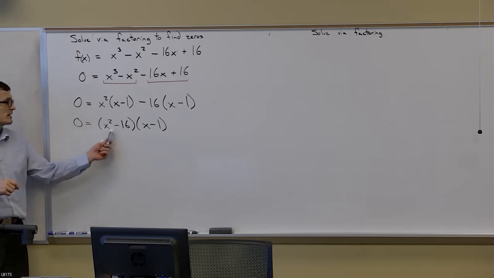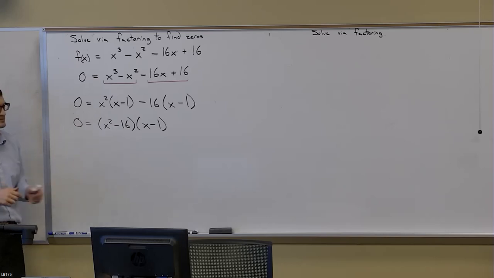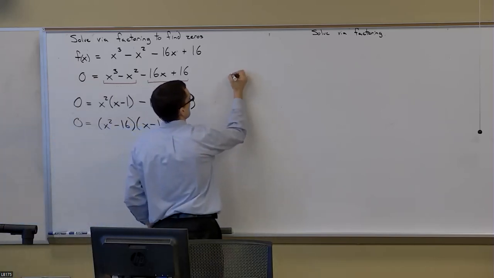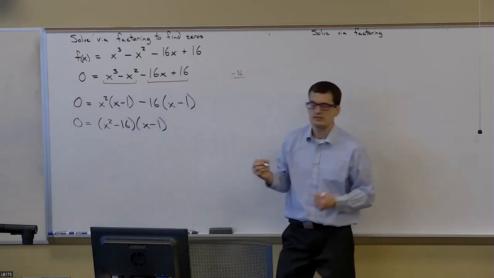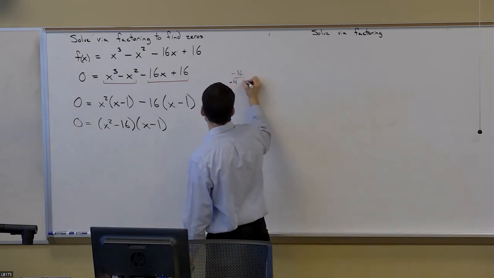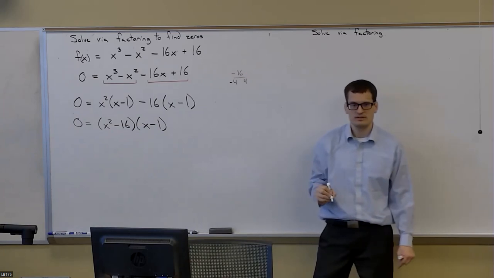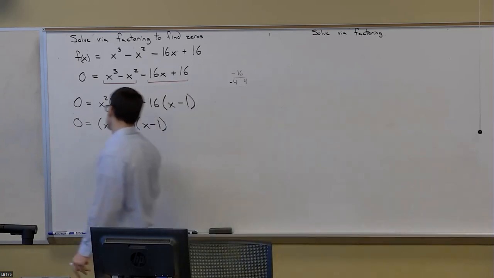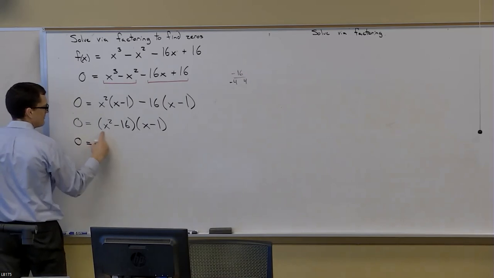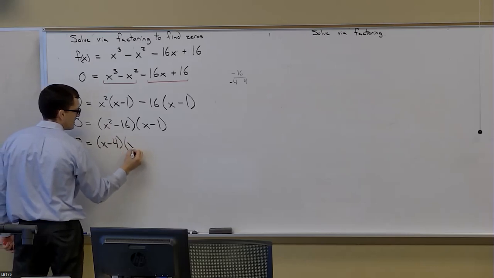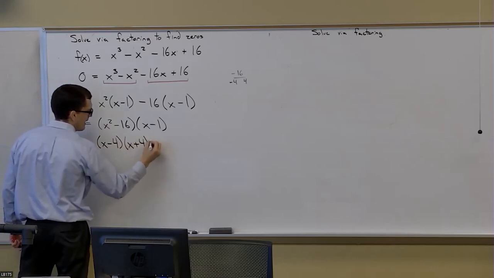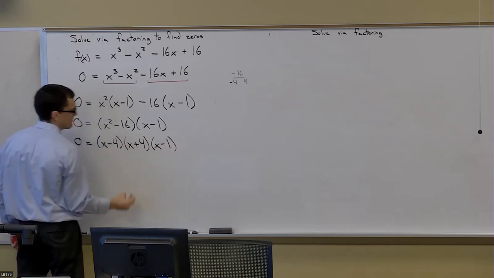And now x squared minus 16 can factor because it's a difference of perfect squares. It's kind of like saying, what are the factors of negative 16 that add to 0? Because we have no middle term. So factors of negative 16 that add to 0 are negative 4 and positive 4. The difference of squares factors into x minus 4 times x plus 4. And then I have this x minus 1 tacked on at the end.